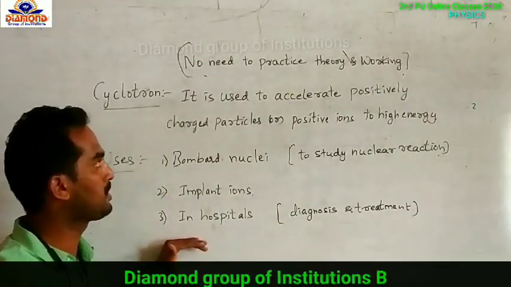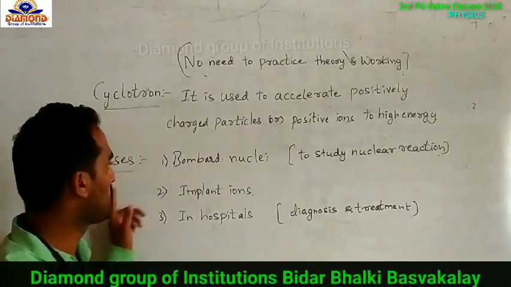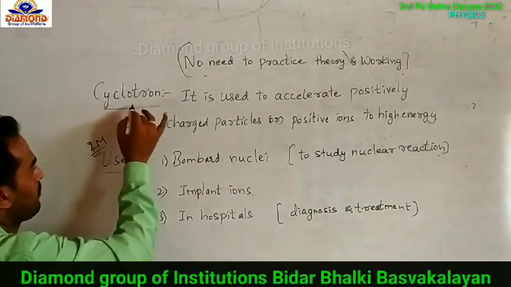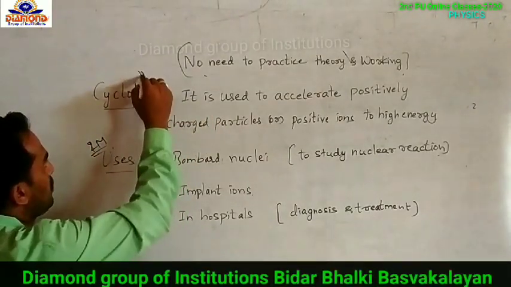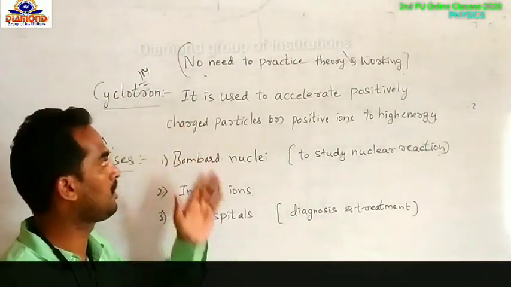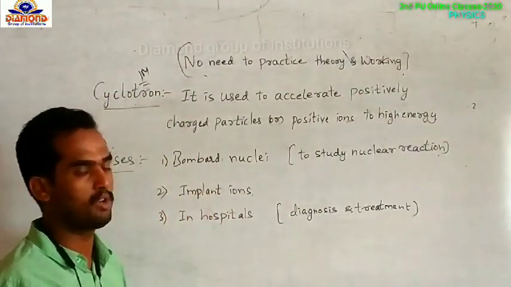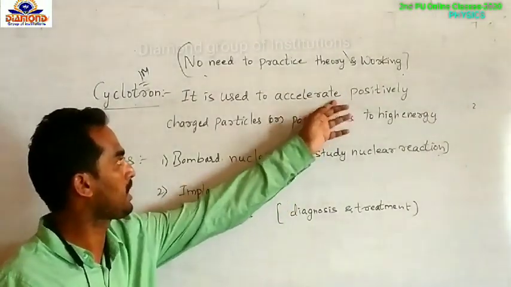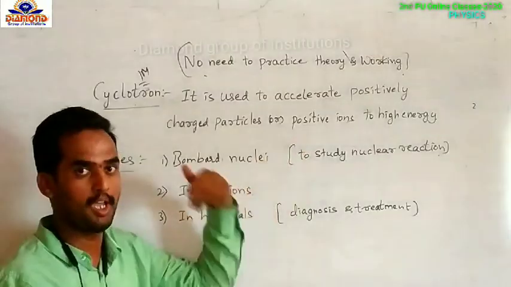Remember the uses, as they are going to be asked for 2 marks, and what is meant by cyclotron is going to be asked for 1 mark. So once again, what is meant by cyclotron? It is used to accelerate, means speed up, particles. Which particles? Positively charged particles to higher energy levels.